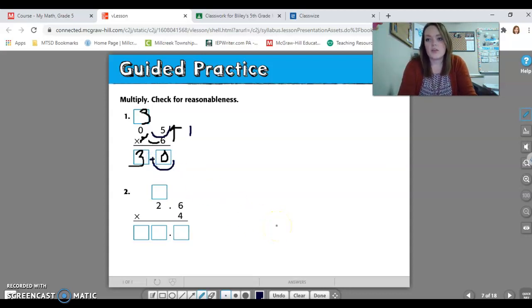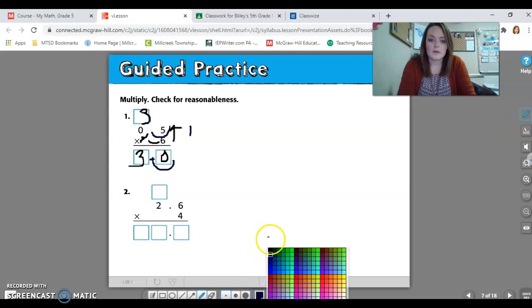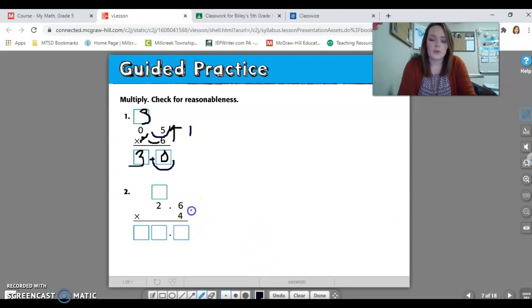Let's look at number 2. I have 2 and 6 tenths times 4. So I'm going to start with 4 times 6 is 24. I'm going to put my 4 on the bottom and carry my 2. Then I have 4 times 2. 4 times 2 is 8. 8 plus 2 is 10.